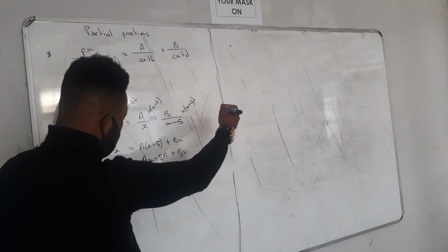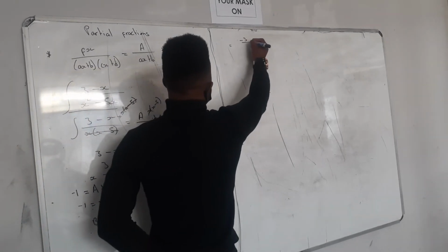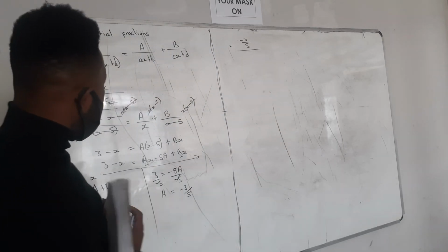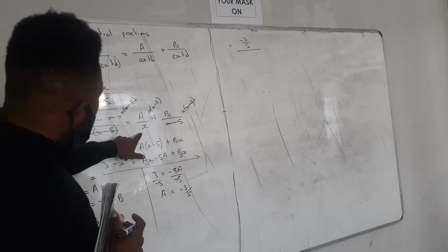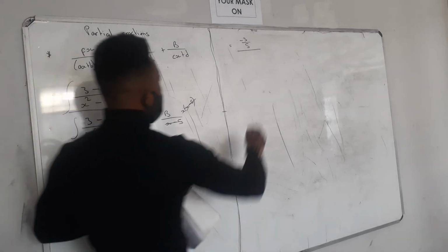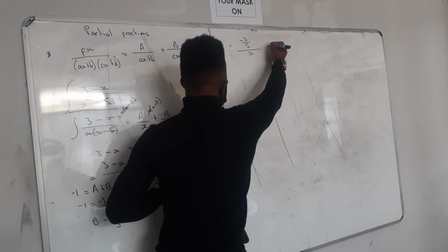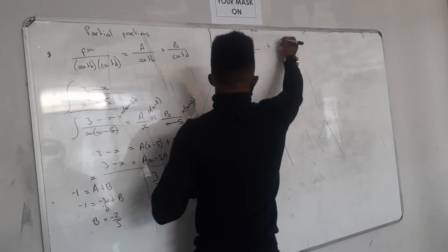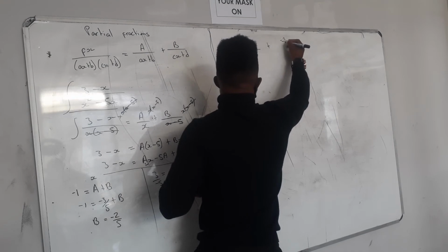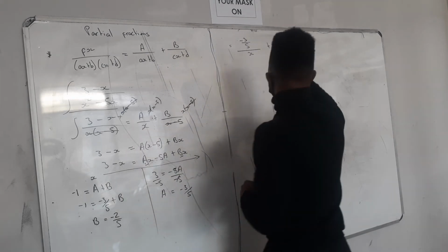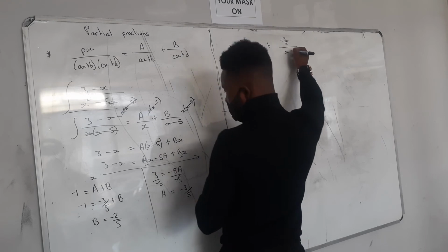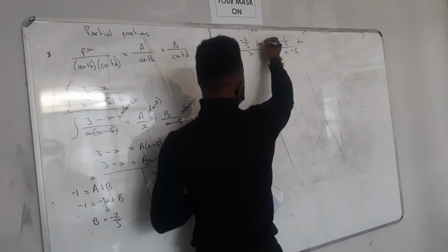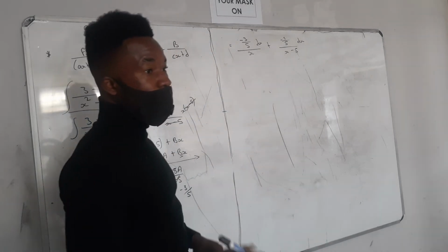This one? It's negative 3 over 5, right? Divided by, and then what was my value? It was x, right? Plus, what is my value of b? Okay, it's negative 2 over 5 divided by x minus 5, right? And please remember that we have an integral, so I can write dx, right?